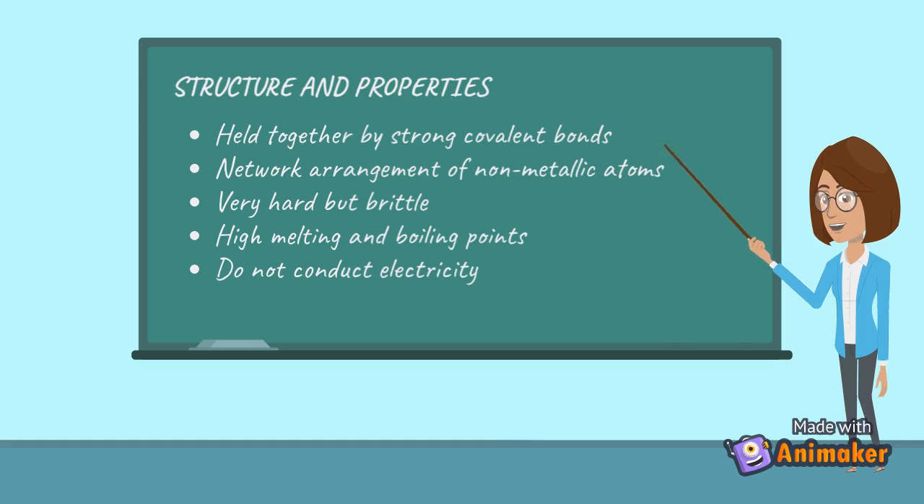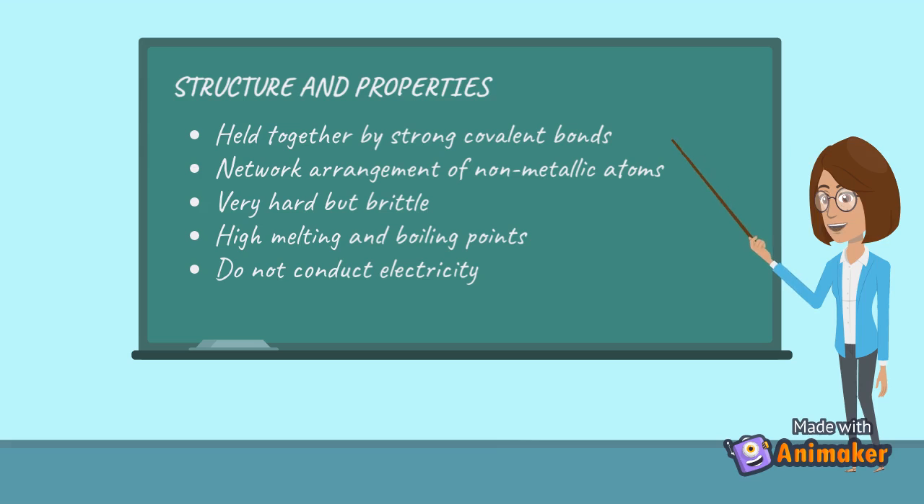Covalent networks. Covalent solids are a class of extended lattice compounds in which each atom is strongly covalently bonded to its nearest neighbors in a network arrangement of non-metallic atoms. They are hard but brittle because of their inflexible covalent bonding.